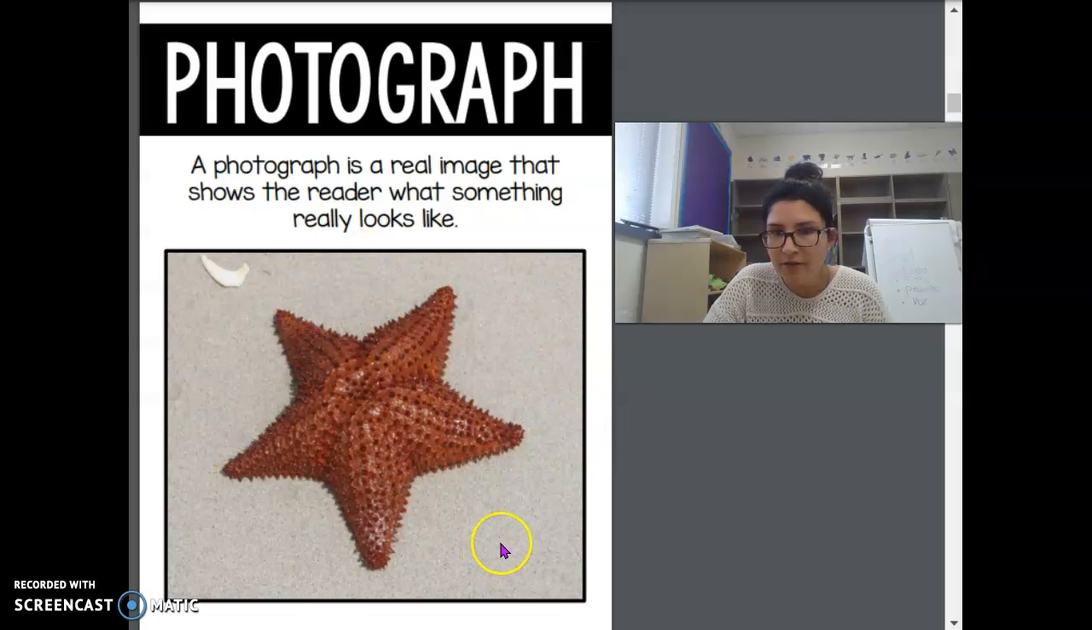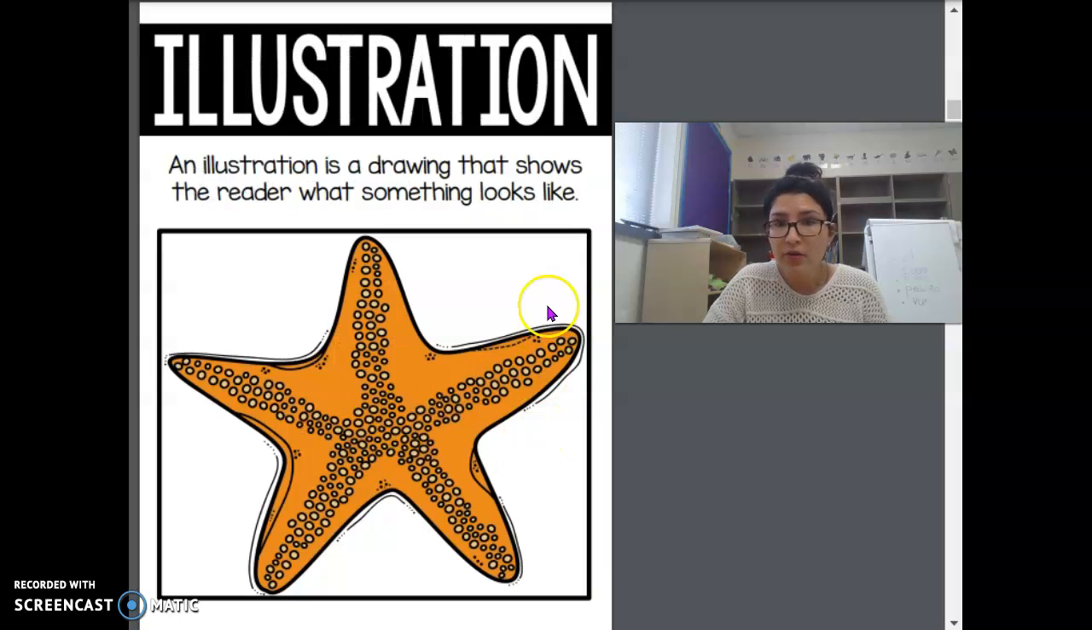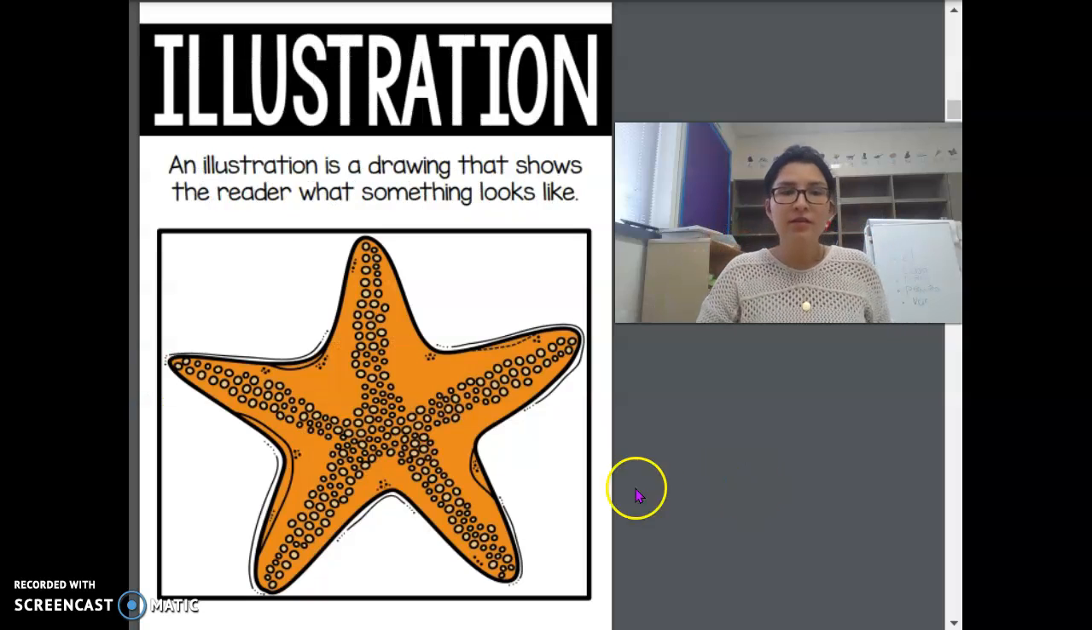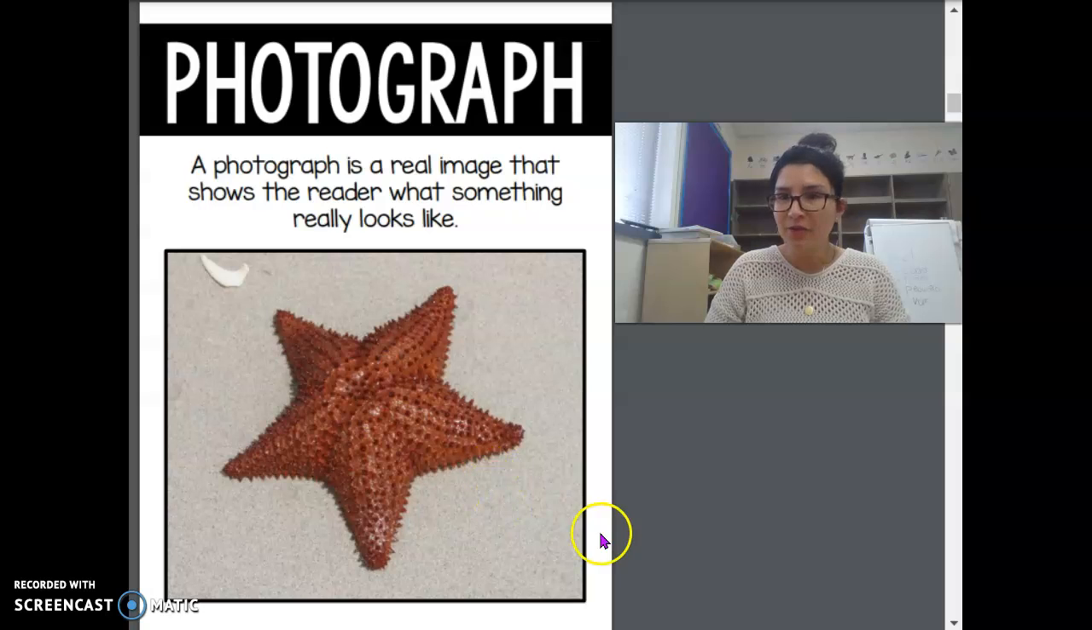Here's a photograph. Do you see how this looks real? It's a real image. Now you can tell this is a drawing done with pencil, maybe and some colors, maybe some colored pencils. So someone drew this, okay? So that's the difference. A photograph is taken with a camera. It's a real image. An illustration is a drawing that shows the reader what something looks like, okay? So those are the two different text features I wanted to go over today.